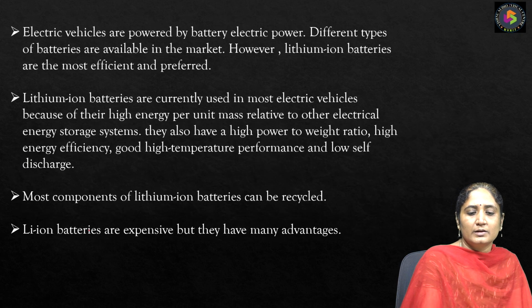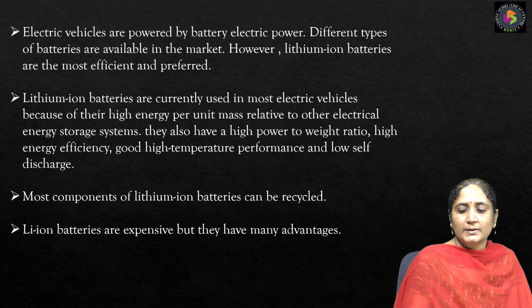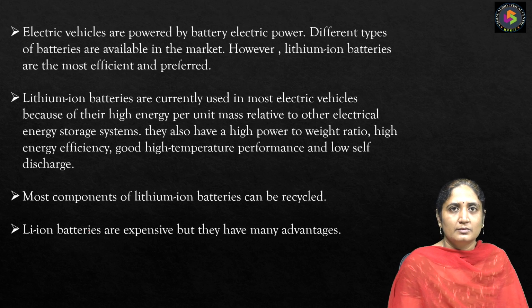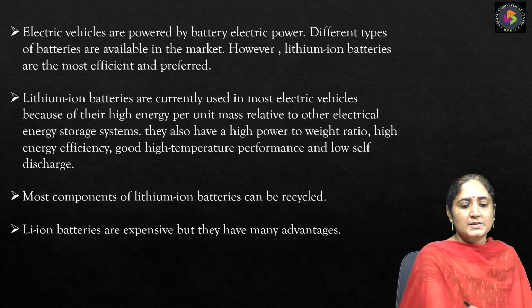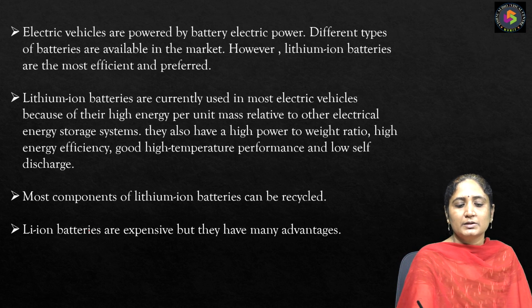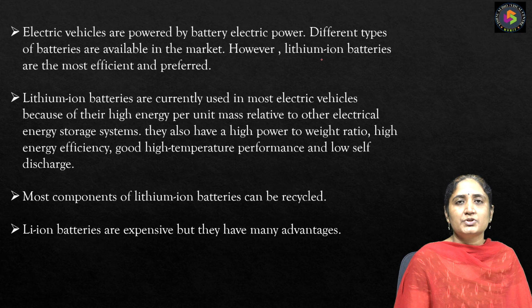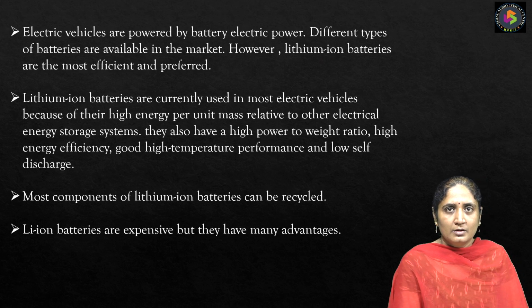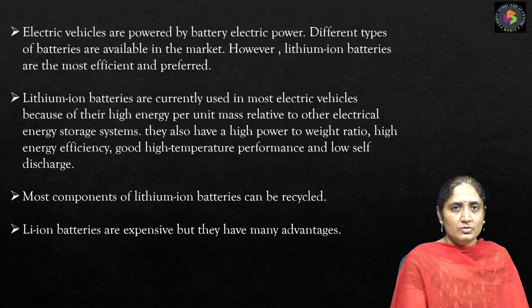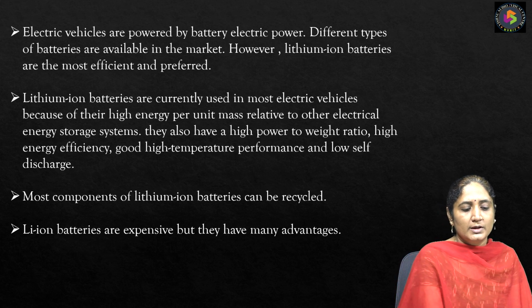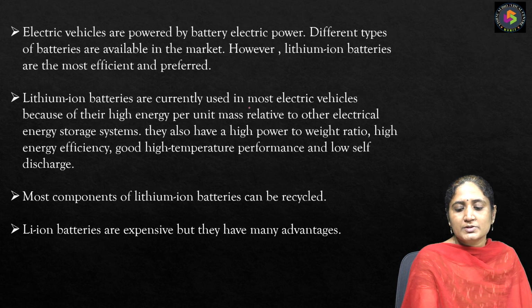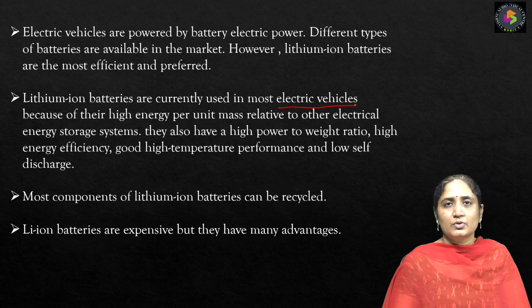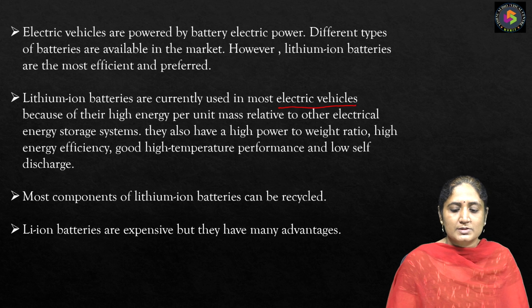If you see the electrical vehicles powered by battery electrical power, that means they release the energy in the form of electrical power. Different types of batteries are available in the market, but lithium ion batteries are the most efficient and preferable. Currently, lithium ion batteries are used in most electrical vehicles.